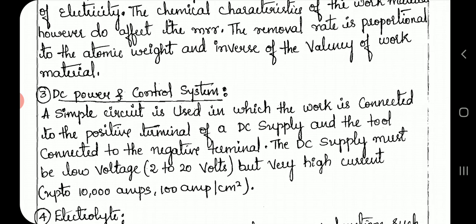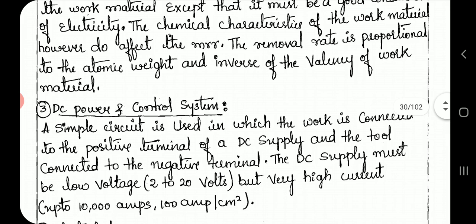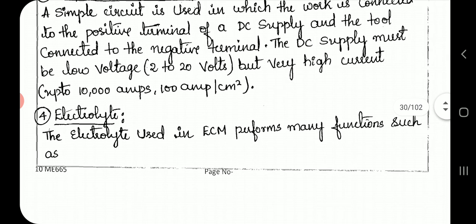DC power and control system. A simple circuit is used in which the work is connected to the positive terminal of a DC supply and the tool connected to the negative terminal. The DC supply must be low voltage, 2 to 20 volts, but very high current, up to 10,000 amps, 100 amps per square centimeter.